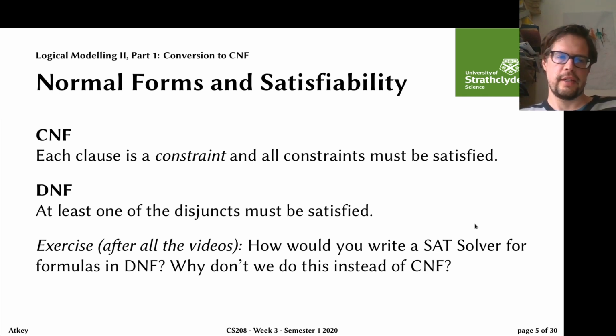An interesting exercise to work out for yourself, after you've seen these videos, is how would you write a SAT solver for formulas in DNF? And why don't we do this instead of the common SAT solvers which work on CNF?